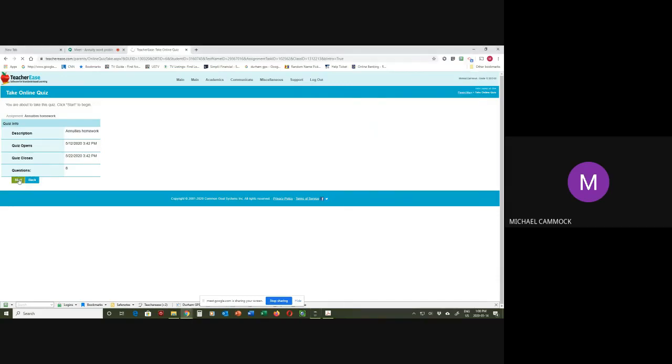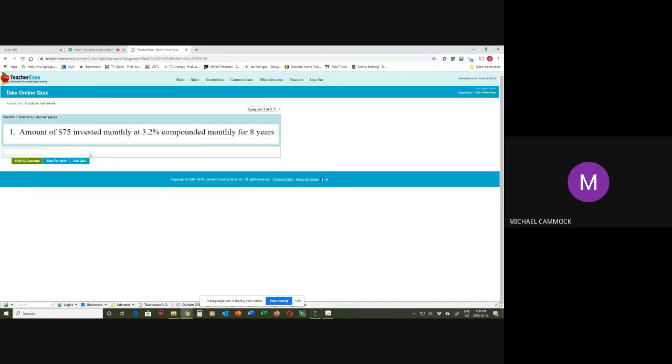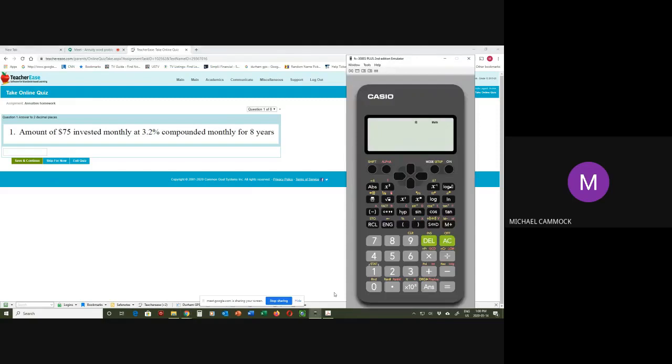So here comes the first question. An amount, so I'm trying to figure out the amount: $75, let me bring the calculator back up, $75 invested monthly at 3.2% compounded monthly for 8 years.